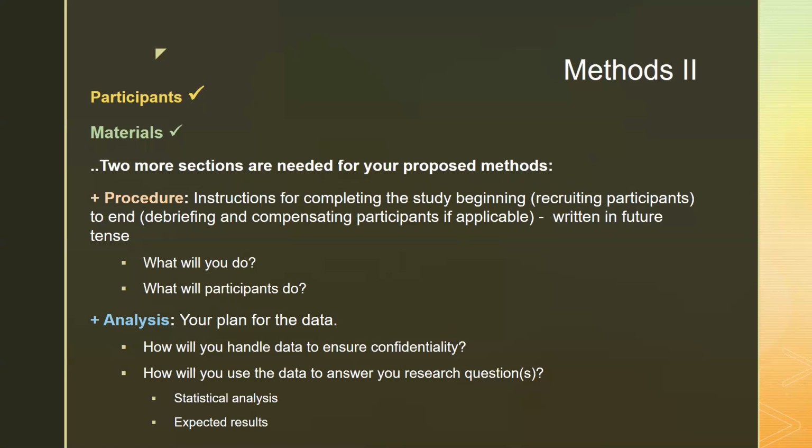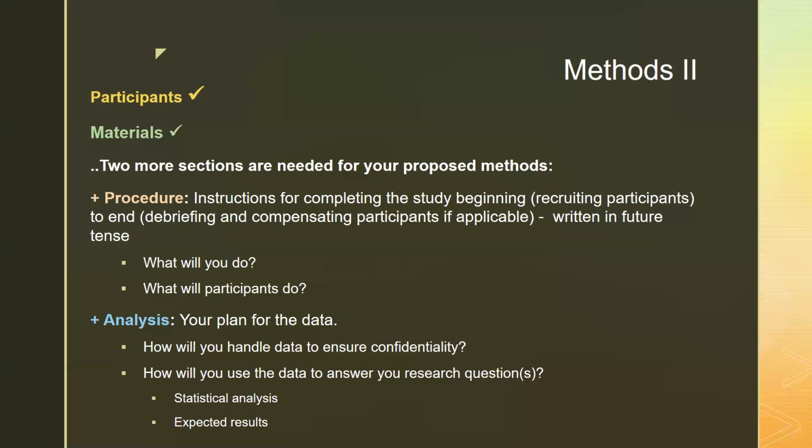Some of the main things that you're going to answer in that are, how are you going to handle data to ensure confidentiality, which is a really important thing to maintain an ethical research study. No one's going to approve you for something that's unethical, and one of the main components of ethics is keeping all of your participants' information confidential and safe so that no one else could possibly access it.